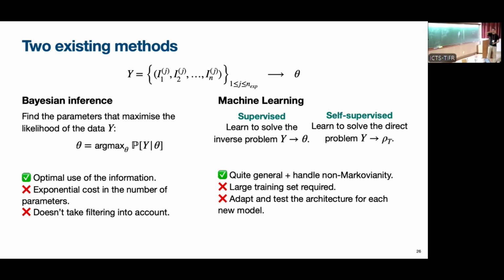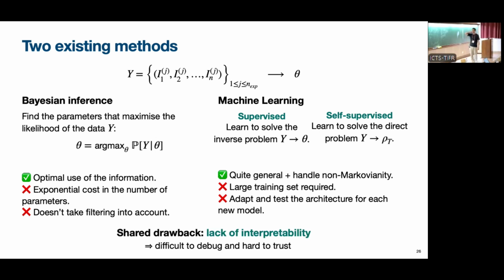Now, another approach which emerged recently with machine learning. One way, for example, is to train a supervised neural network, where you feed to the network all the trajectories and you ask it to give you the corresponding parameters. And you train this for a lot of parameters and a lot of trajectories. This is quite general, but it requires a very large training set. And you also need to adapt and test the architecture every time you add a parameter or change your modeling. So it's not very handy.